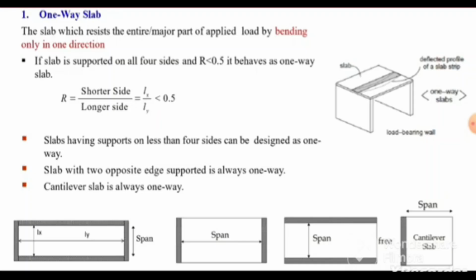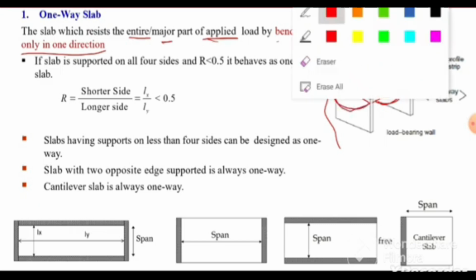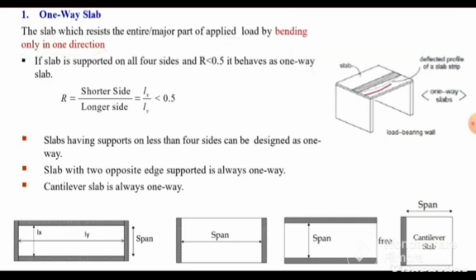So, a one-way slab is a slab which resists the entire or major part of the applied load by bending in only one direction. Here in this figure we can see a slab panel which is supported by walls on the two ends. If a uniformly distributed load is acting on that slab panel, it will bend only in one direction. There will be no bending in the second direction. So if a slab panel bends in only one direction, it will be termed as a one-way slab.